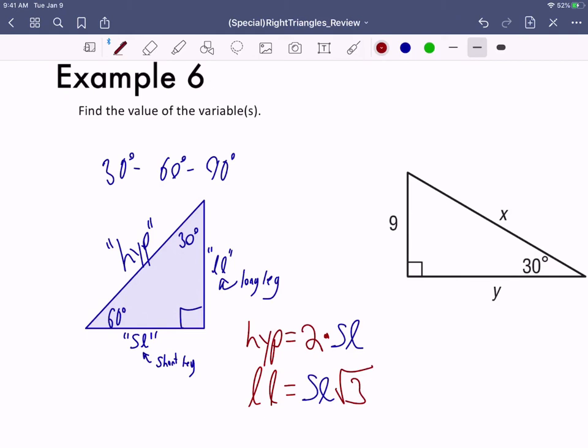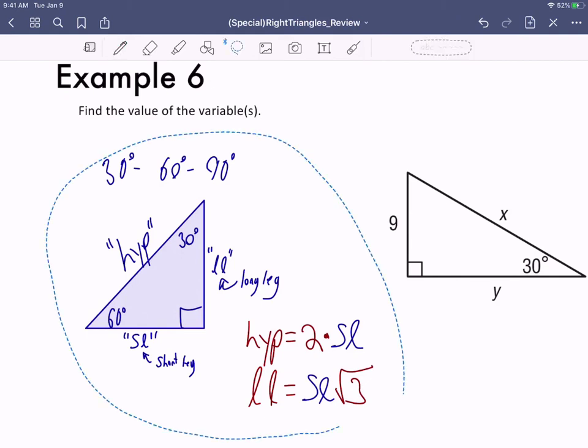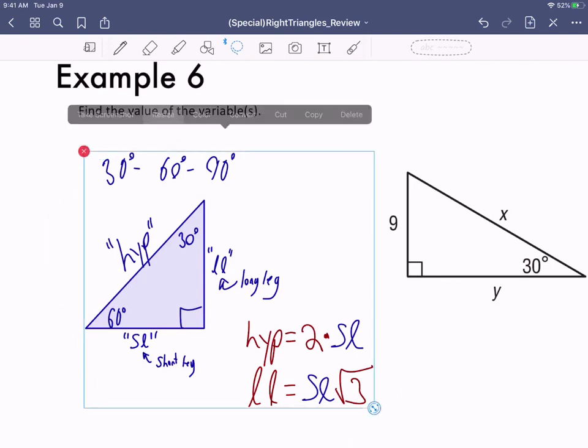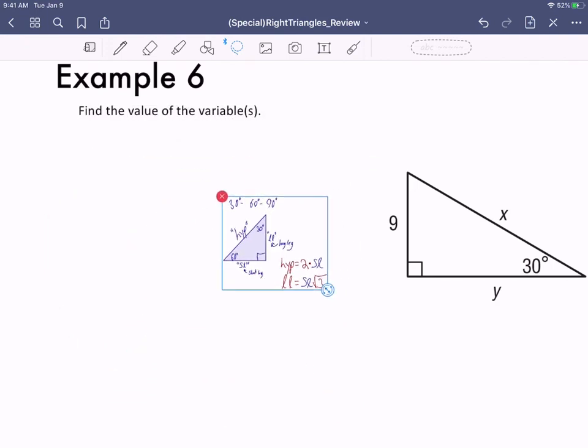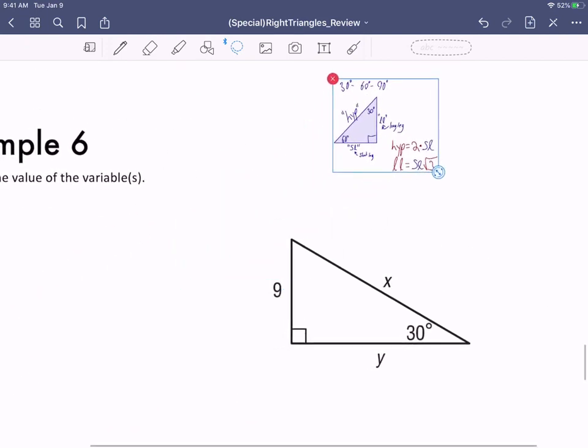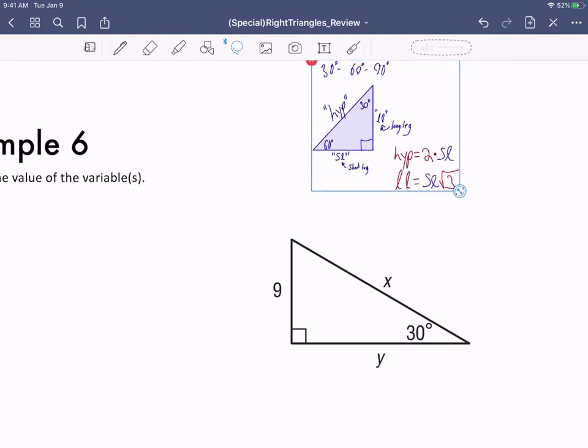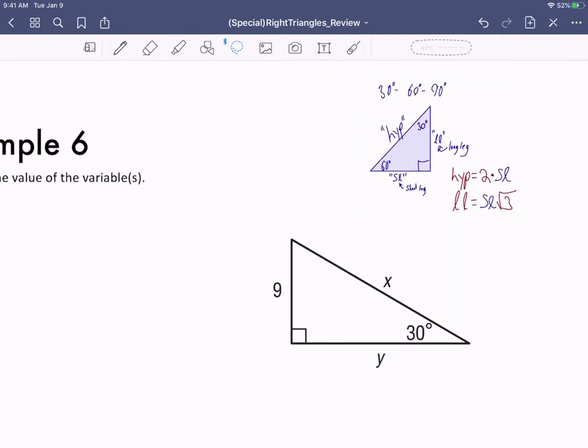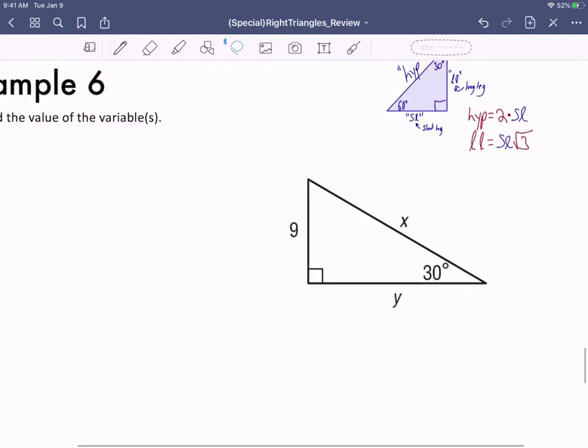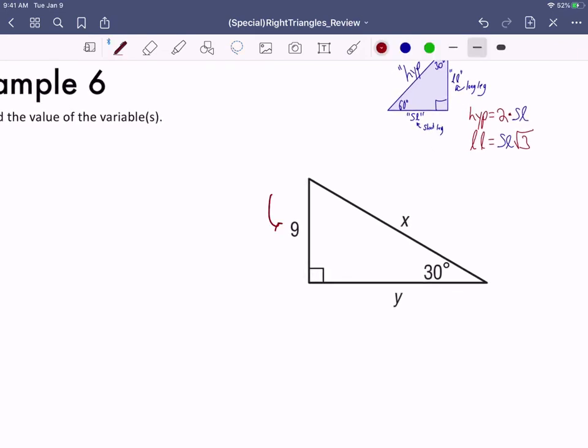Okay. So now, we have those relationships down. And I'm assuming that you're not learning this for the first time. Then we're going to go ahead and solve these. Okay. So in this case, they give us a short leg. And that means that this is 60. And that's LL. And this is height. You don't have to do this every time, obviously.